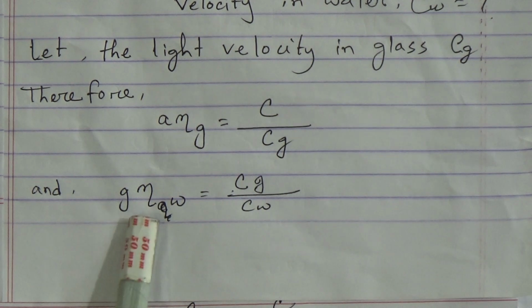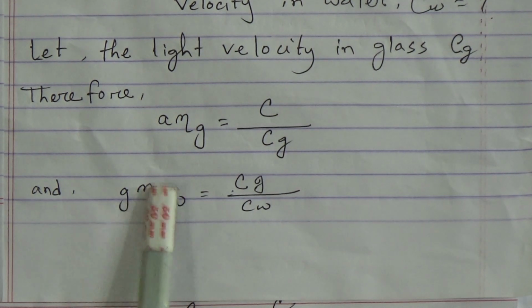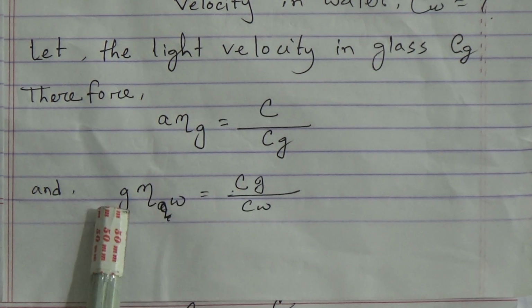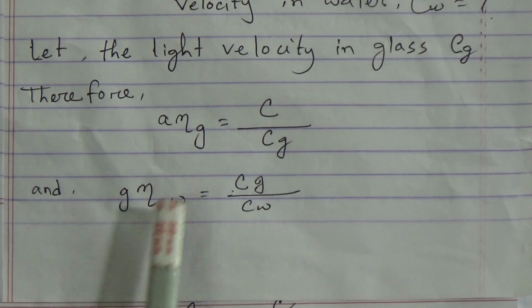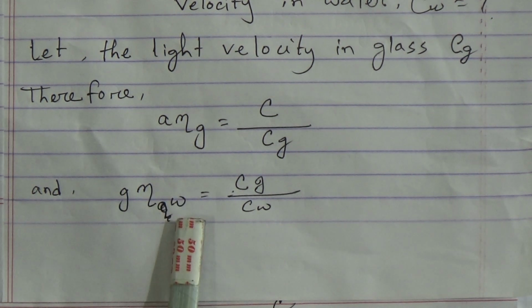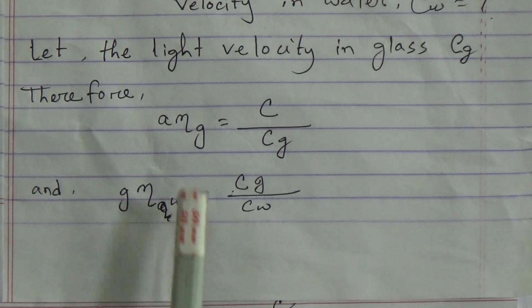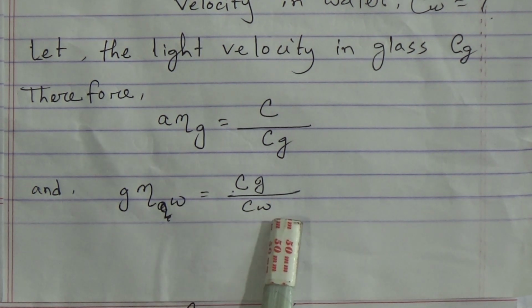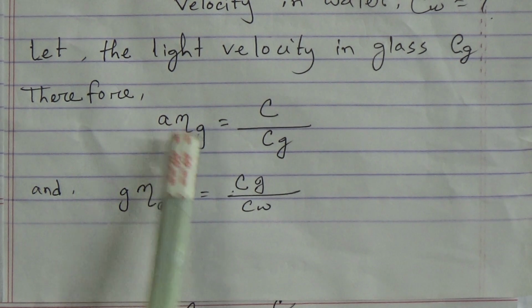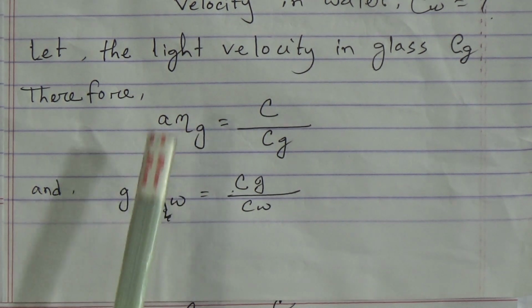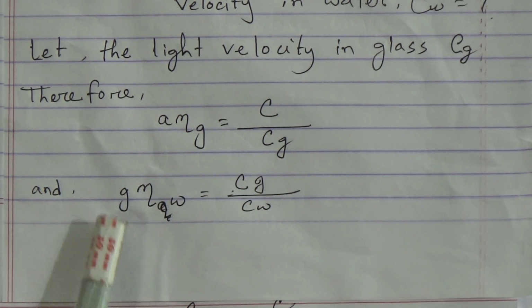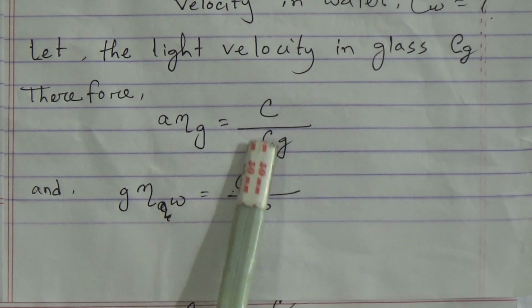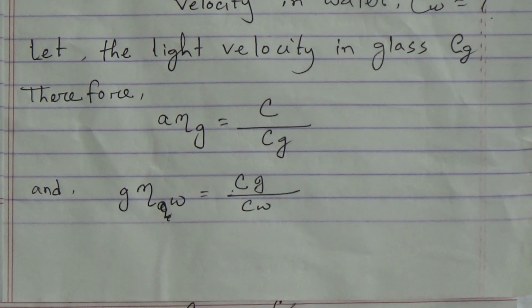Okay, so we can also write G eta W equals the velocity in glass CG divided by the velocity of light in water, that means CW. Okay my dear students, then if we multiply these two, we can write A eta G into G eta W equals C divided by CG into CG divided by CW.